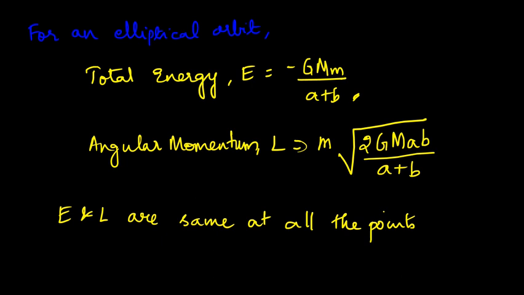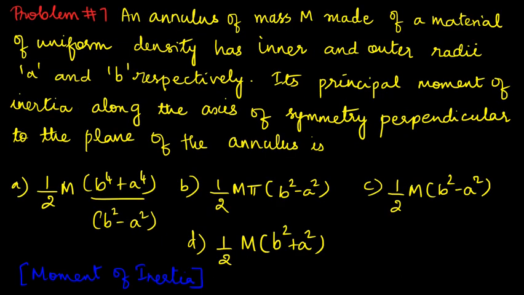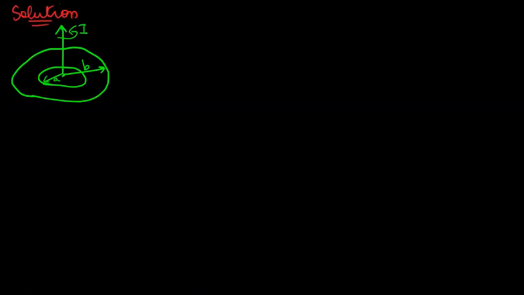So let us see our next problem, which is from moment of inertia. So here we have a ring, okay, and we have to find the principal moment of inertia along the axis of symmetry perpendicular to the plane of the annulus. So here is the annulus, and we have radius a and b, and we have to find this moment of inertia. So basically, how do we solve such kind of problems?